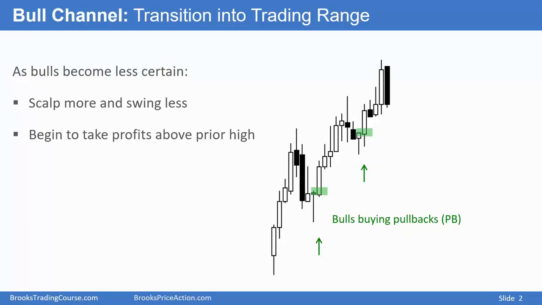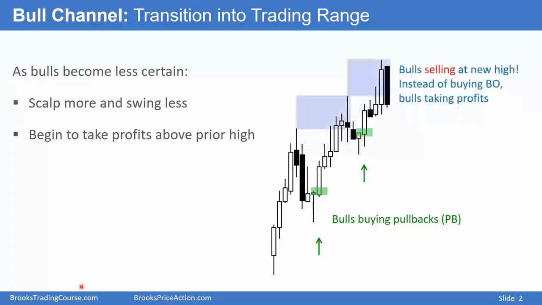As the channel progresses, bulls become less confident that the trend will continue, and they begin to take quicker profits. They begin to scalp. Also, bears begin to see that if they sell at the high of the prior bar and add on higher, they can begin to make profits. Bulls are selling at new highs. Instead of buying new highs, confident that the trend will go up much further, they begin to take profits at new highs. So they buy a pullback and they begin to take profits at the prior high.